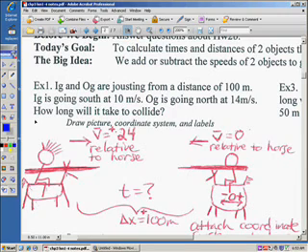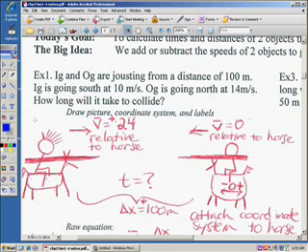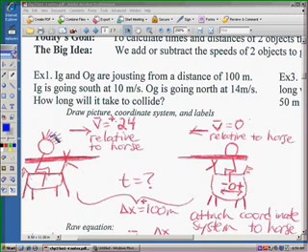Now, a typical example of relative motion is a jousting match. And so here we have in example number 1, our class mascots Ig and Og jousting from a distance of 100 meters. Ig is going south at 10 meters per second. Ig is this guy here with the spiky hair. Og, he's bald. He's going north at 14 meters per second. How long will it take them to collide?